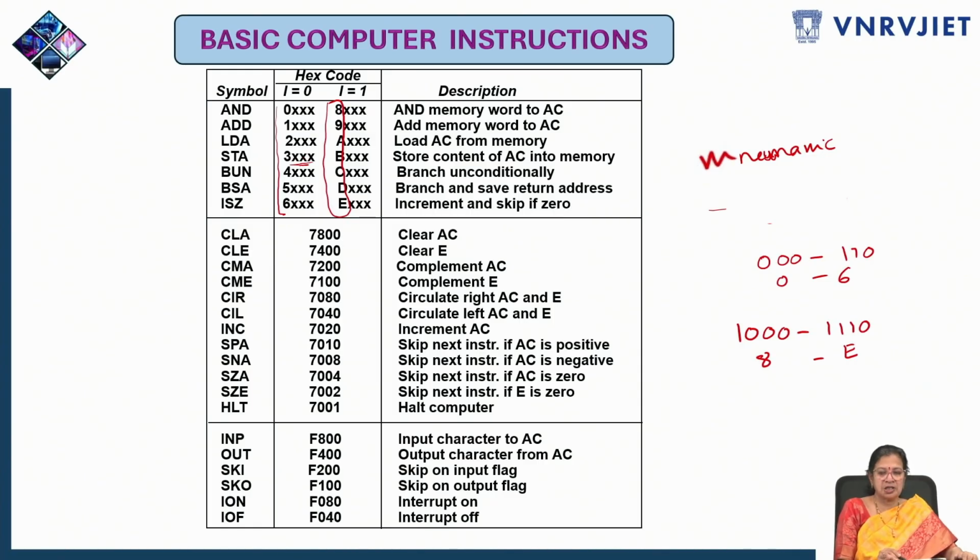Then branch unconditionally, usually a jump instruction. Usually we need to jump from one location to another location based on a certain condition or unconditionally. So in that case, we will be making use of this instruction.